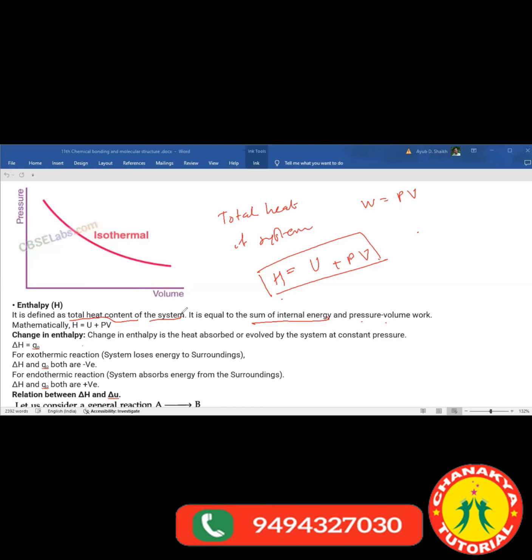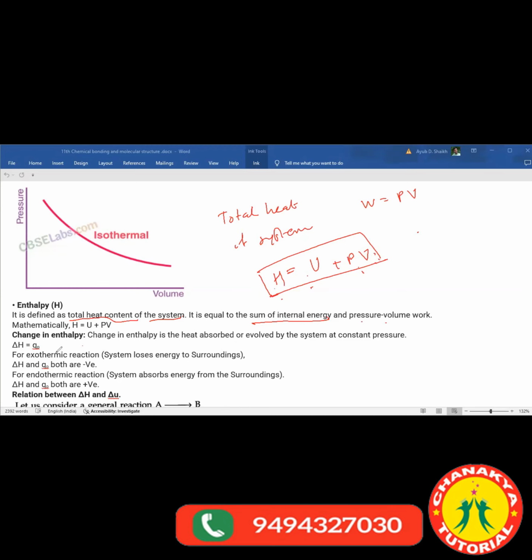System means the content which we are going to observe. And apart from that, whatever would be there around it, that is called as surrounding. So total heat content in the system is nothing but enthalpy. How are you going to calculate it? It is the sum of internal energy U and pressure volume work done, that is PV. So your enthalpy H is equal to U plus PV. It is mathematically represented in this manner.